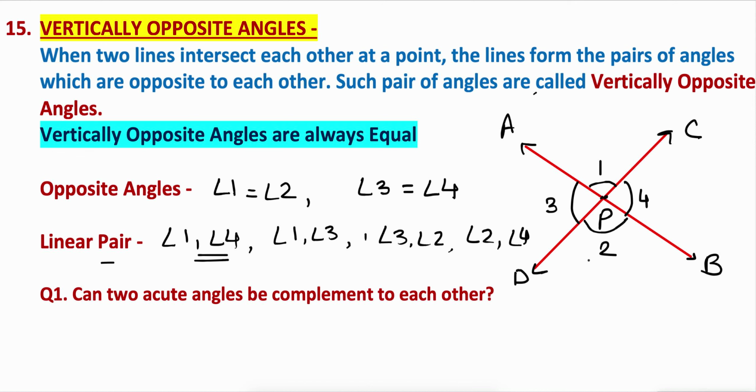And opposite angles: angle 1 is opposite to angle 2 and both are equal, and angle 3 and angle 4 are opposite to each other and their values will be equal. So when two lines intersect each other at a point, they form pairs of angles which are opposite to each other, and such pairs of angles are called vertically opposite angles. So this is all about the pairs of angles.